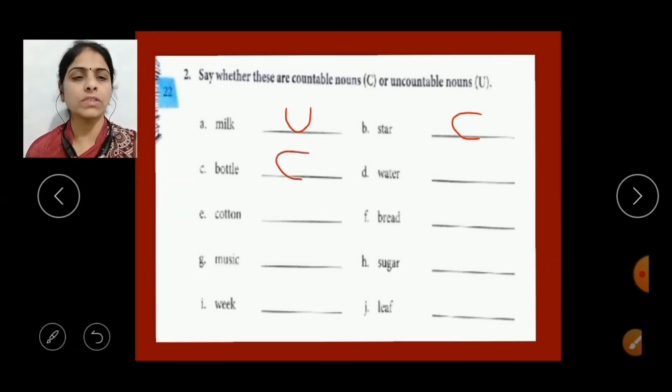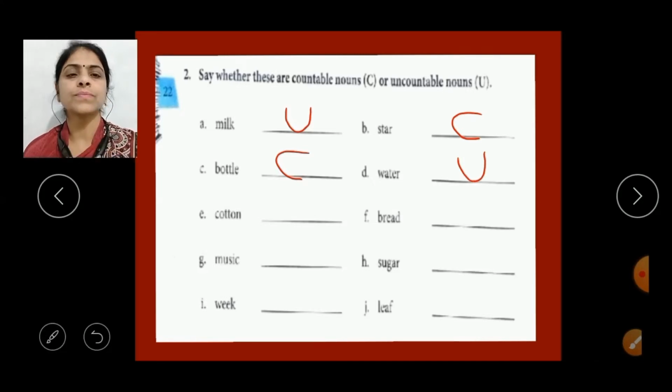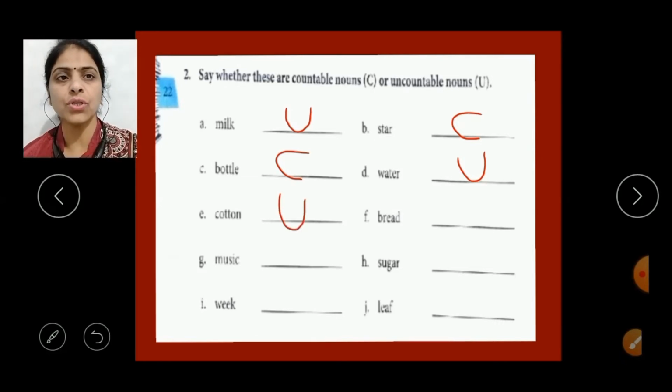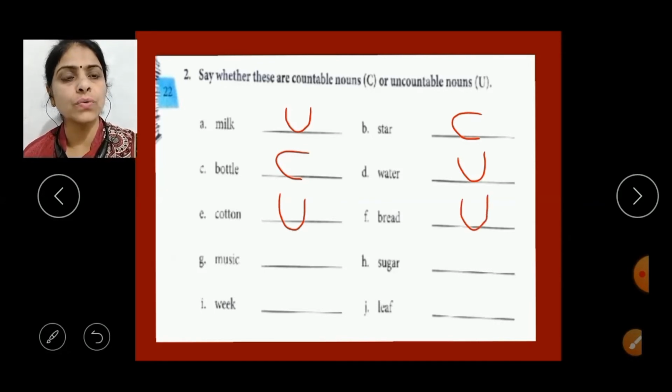After that, water. Water we cannot count. Water is an uncountable noun. So, we will write U. Next, cotton. Cotton is also an uncountable noun. We cannot count cotton. So, here also we will write U. After that, bread. Bread also cannot be counted. It is an uncountable noun. So, we will write U.